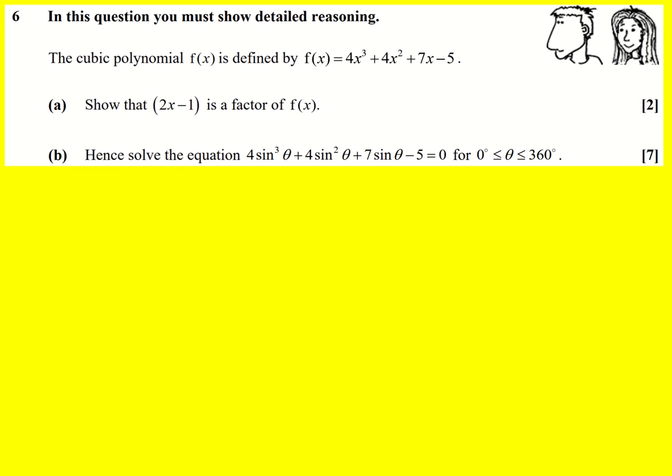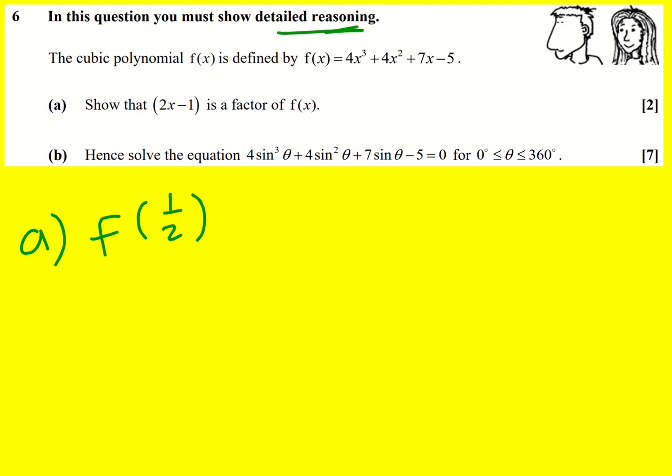Okay, here we've got a cubic polynomial. Show that 2x minus 1 is a factor of f of x. We need to be thinking, how do I show that? And I would go with the quick way and use the factor theorem. The root would be, if I factorized it and said equal to 0, a half, so I'm going to try f of a half.